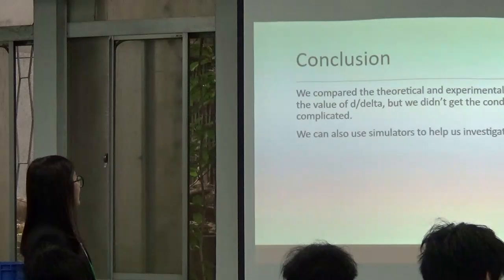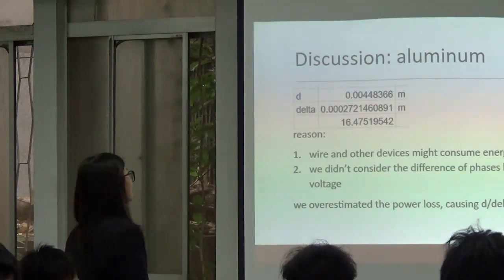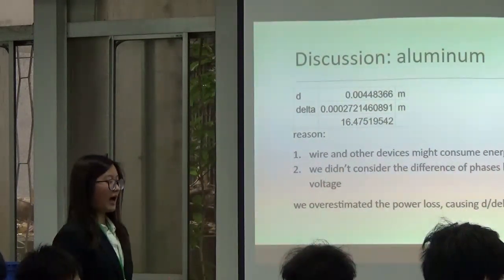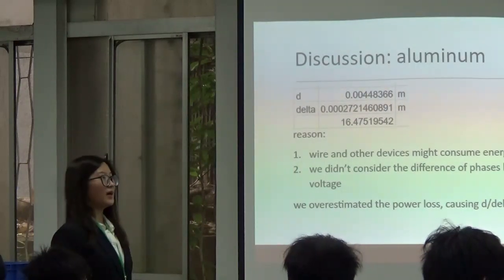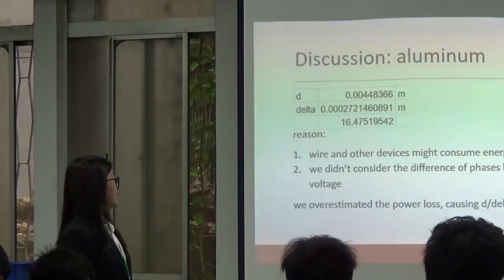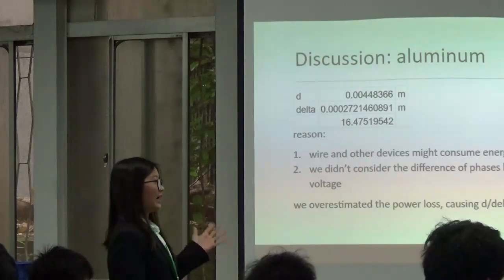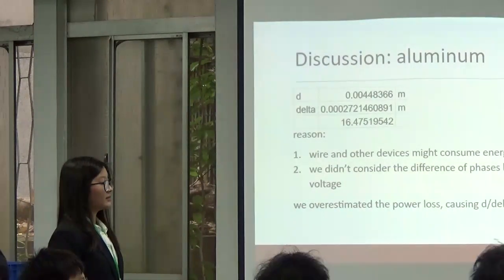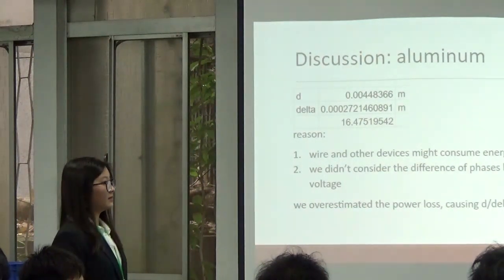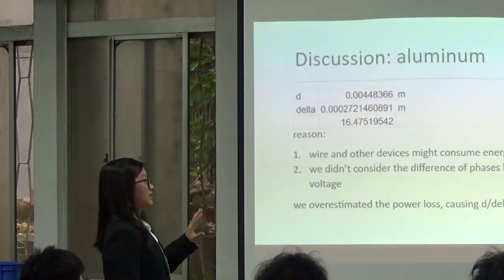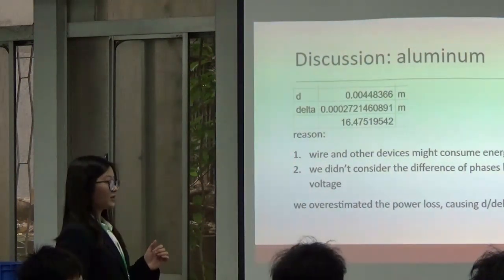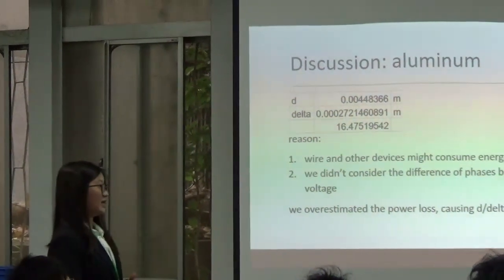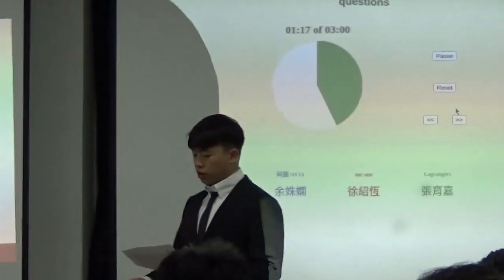What we have done is that we compare d divided by delta. D divided by delta should be around 4 to 5, and we got this from a literature. Can I ask, is your theory suitable for both non-magnetic and ferromagnetic materials? For the theory that I just introduced, it can only be applied for non-magnetic materials.